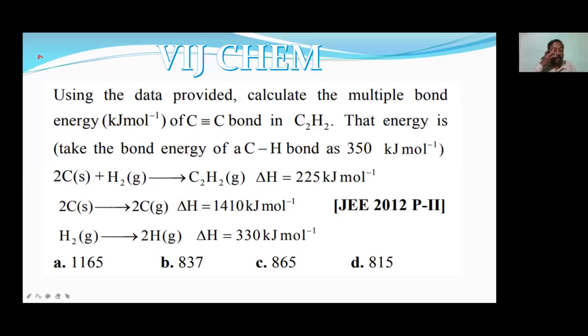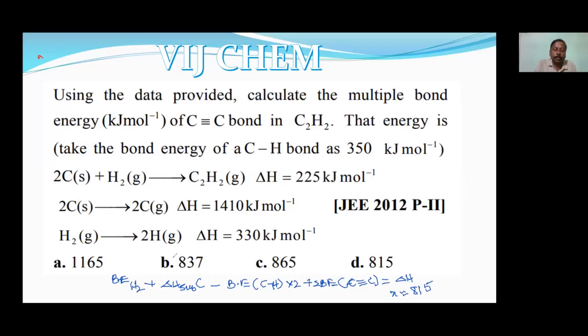Next question. Using the data provided, calculate the multiple bond energy of the C triple bond C in C2H2. The bond energy of C-H is taken as 350, and for this reaction the data is given. So by using Hess's law you have to solve. I hope all of you can do it and tell me.